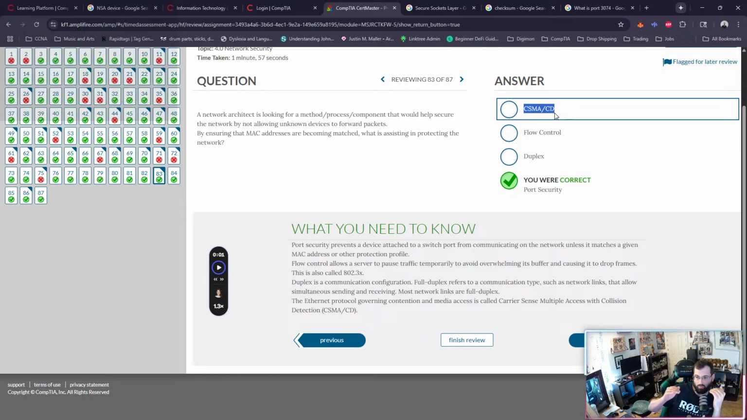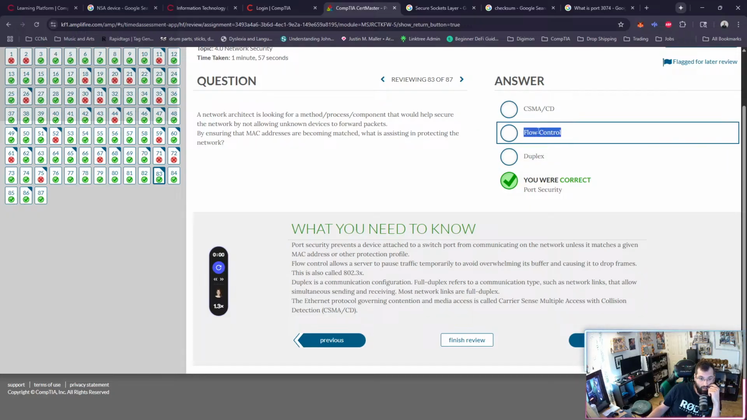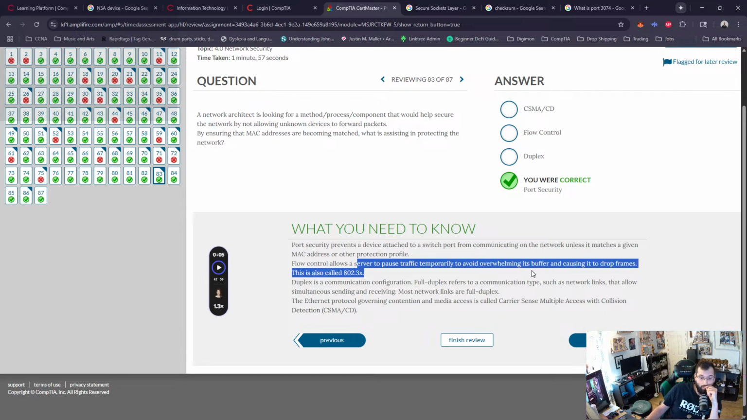So CSMA/CD deals with collision detection. Collision detection, I see it. And then there's another one that is CA, which is collision avoidance. So that has to do more with buses. Duplex has to do with talking, and flow control allows servers to pause traffic temporarily to avoid overwhelming its buffer and causing it to drop frames.